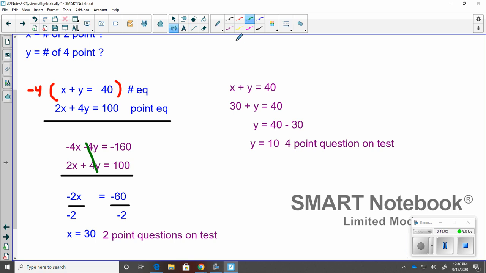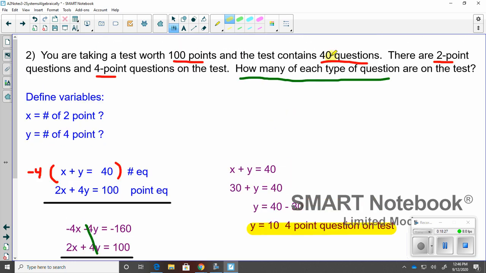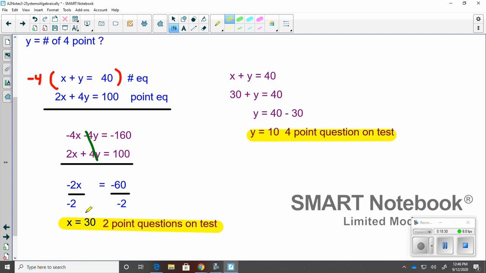Okay, so that looks like our answer, and we can do a quick check to see if it even makes sense. If there are 30 2-point questions, 30 times 2 is 60. If there are 10 4-point questions, 10 times 4 is 40. 60 plus 40 is 100 points. And then we want to make sure there's still 40 questions on the test. And it looks like there are. If there's 30 of the first type and 10 of the second type, we should be good to go.